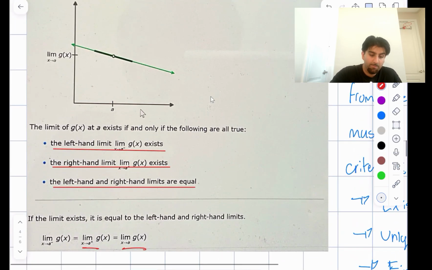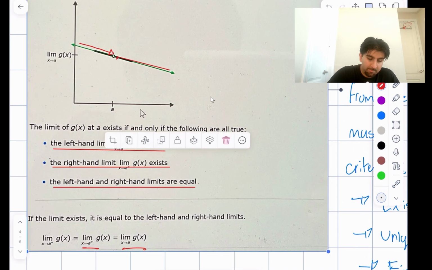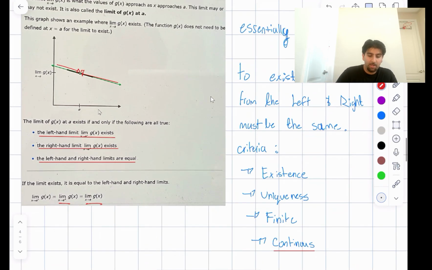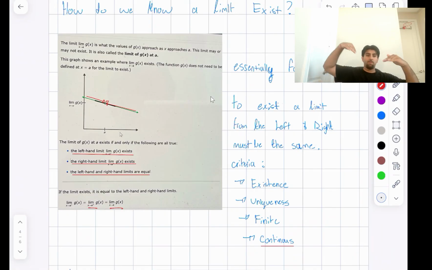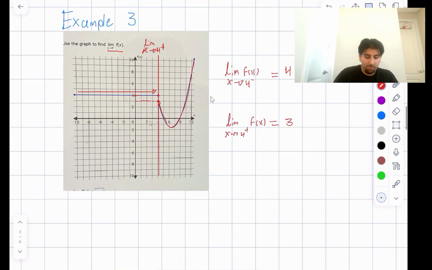In this scenario, this limit as x approaches a exists because from the left and from the right, you'll end up in the same place. Pretty much, if you're on your function, going this way, if both sides meet in the same point, then the limit at that point exists. That's the existence of a limit. For a right-hand and left-hand limit to exist, it just needs to evaluate to a number.